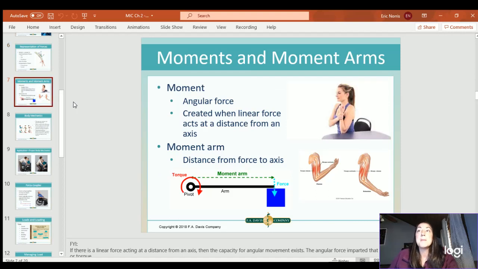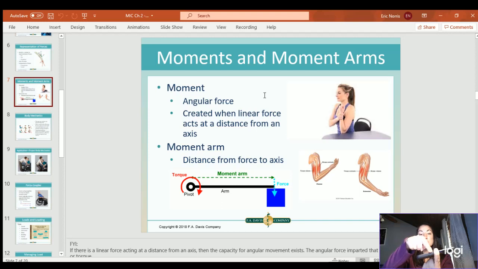Okay, so a moment is an angular force. It's created when a linear force acts at a distance from an axis. So if I was holding my phone right there, that would be my axis. And if I pushed it in the middle, it would not do too much. It wiggled maybe a little. If I push it at the end, it creates a big movement. That is a moment. So the further you get from the axis, the bigger the movement.